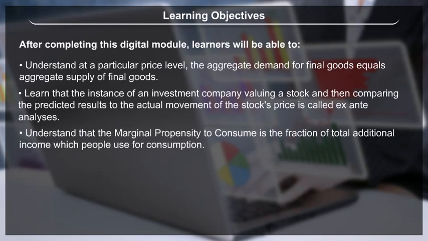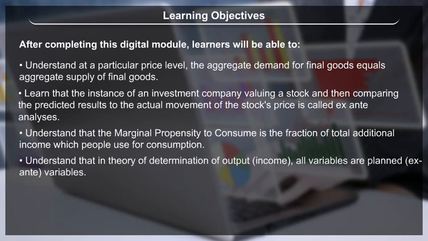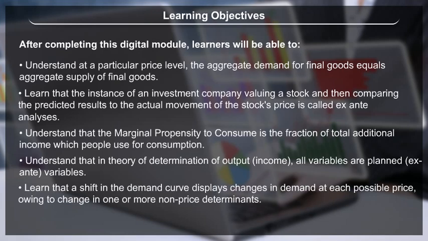Understand that the marginal propensity to consume is the fraction of total additional income which people use for consumption. Understand that in theory of determination of output or income, all variables are planned ex-ante variables. Learn that a shift in the demand curve displays changes in demand at each possible price, owing to change in one or more non-price determinants.